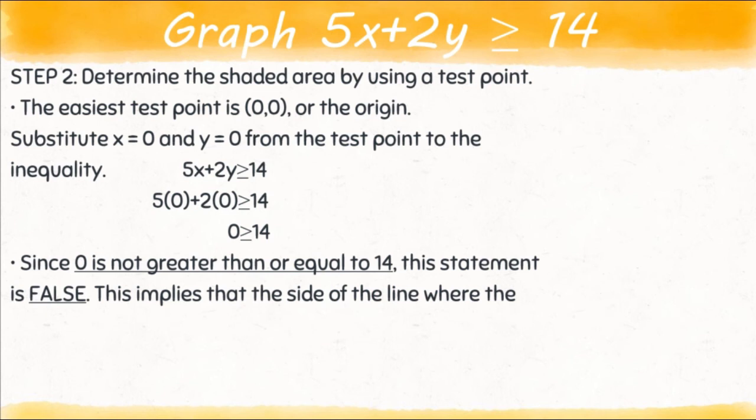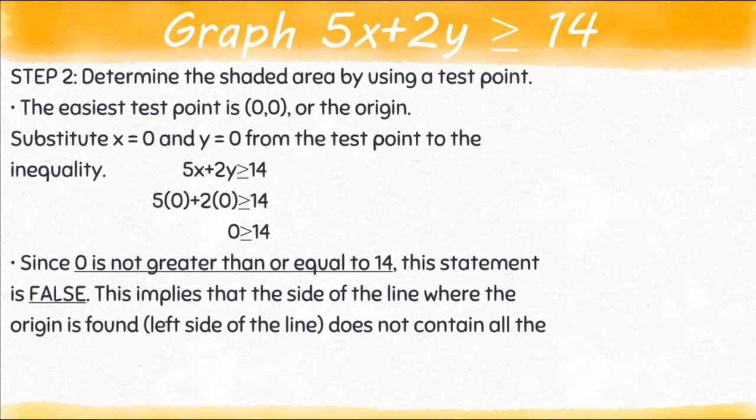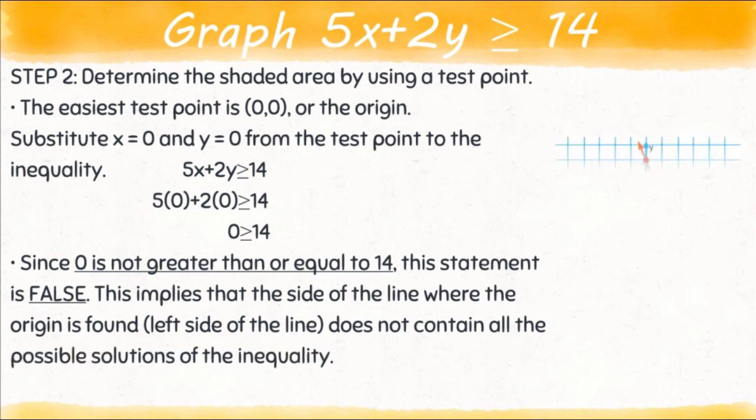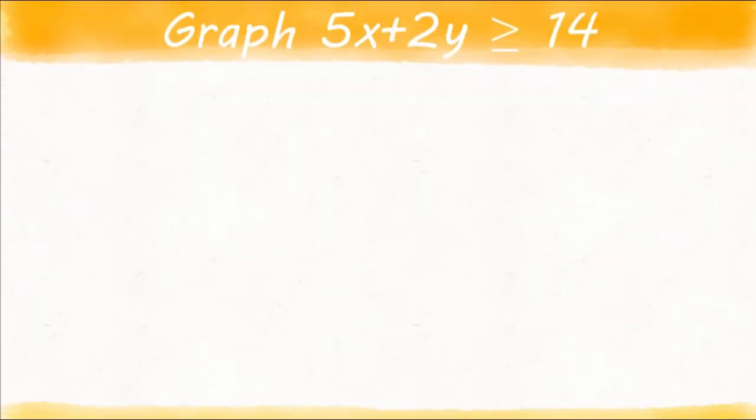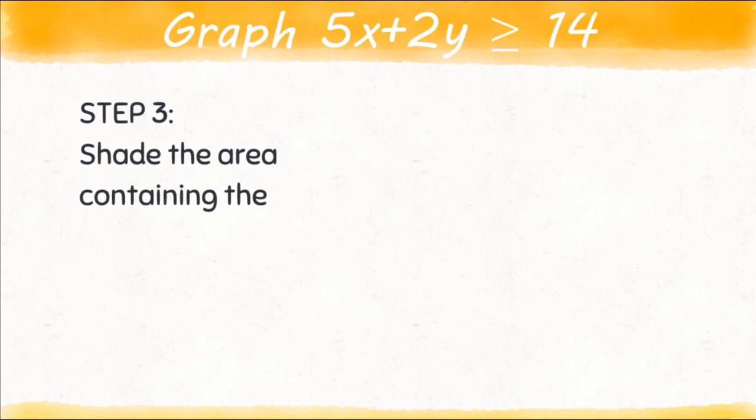This implies that the side of the line where the origin is found, the left side of the line, does not contain the possible solutions of the inequality. Instead, all the possible solutions lie on the other side of the line. Step 3, we have to shade the area containing the solution. So we will have this.